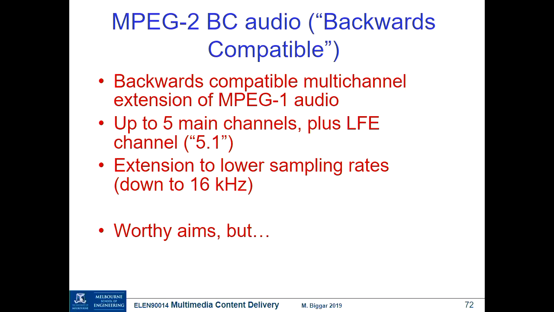So, I said this was going to be a little bit of a history lesson. What happened with audio when the MPEG group got back and started working on MPEG-2? Well, at this point they thought, we've got this efficient stereo audio coder. What's missing? Well, maybe we should do surround sound. So they started working on this MPEG-2 BC, meaning backwards compatible audio coder.